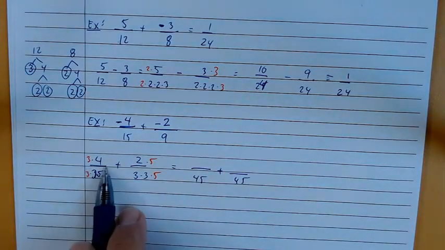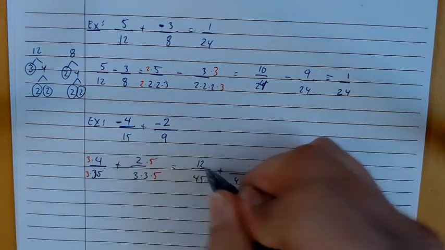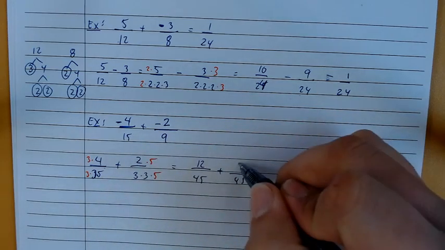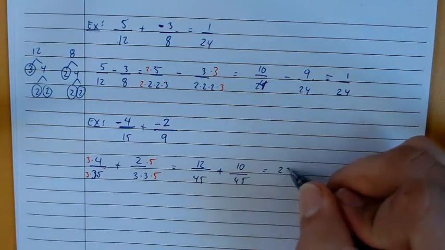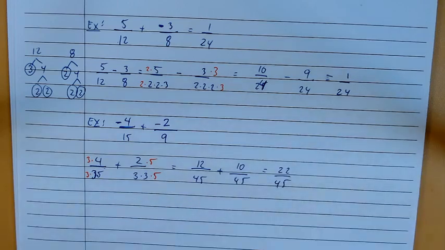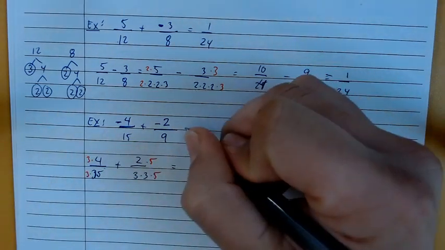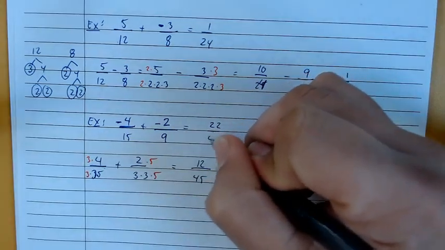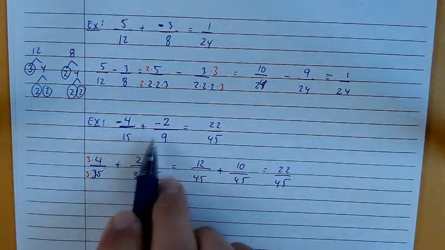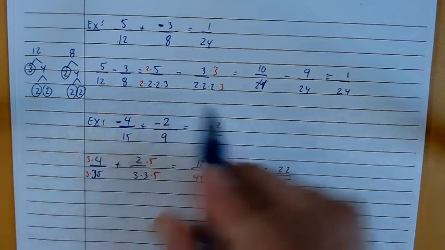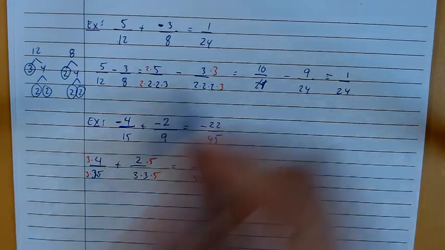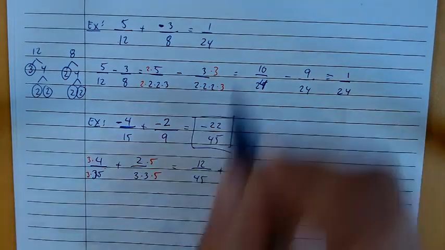Whatever you do on the bottom, you do on top. 3 times 4 is 12. 2 times 5 is 10. And now when you add these together, you have 12 plus 10. It's going to be 22 over 45. So adding the absolute values gives us 22 over 45. But then, since you added two numbers that have the same sign, you got to keep whatever sign they had. And since they have a negative, your answer will also be a negative. And that is our result.